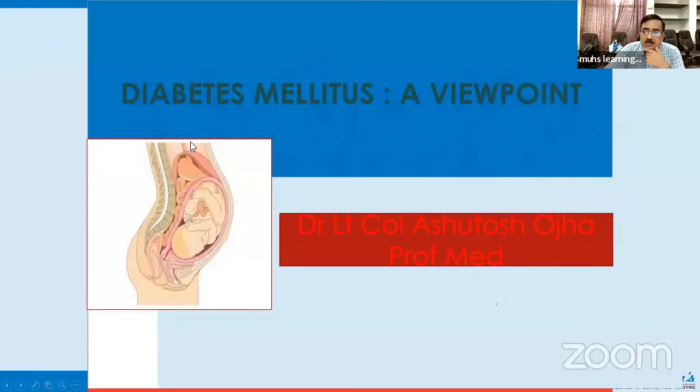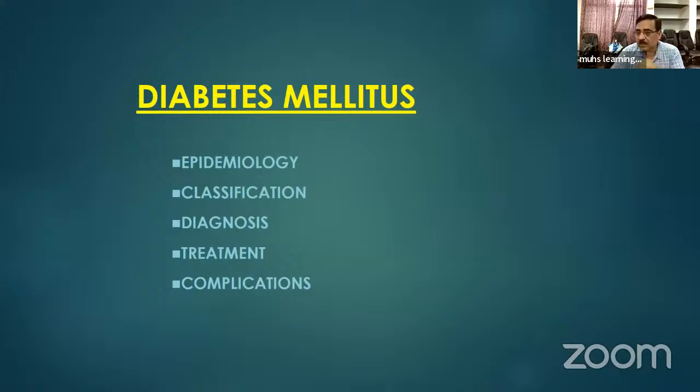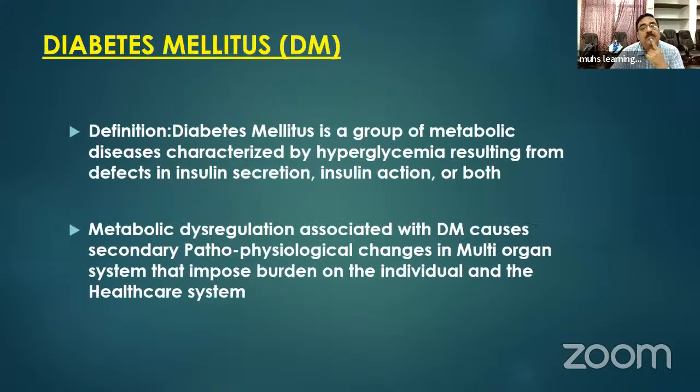We come to a very important aspect, diabetes. It is asked every year, and you have to understand how to go about it. We will divide this class in two parts. Here we will concentrate on the epidemiology, classification, and diagnosis. Treatment and complications we will cover in the next class, very soon.